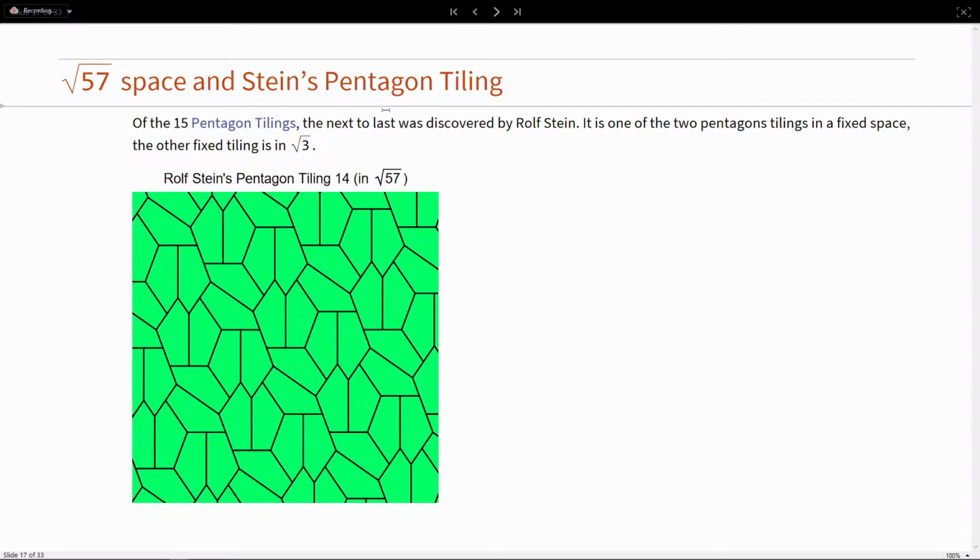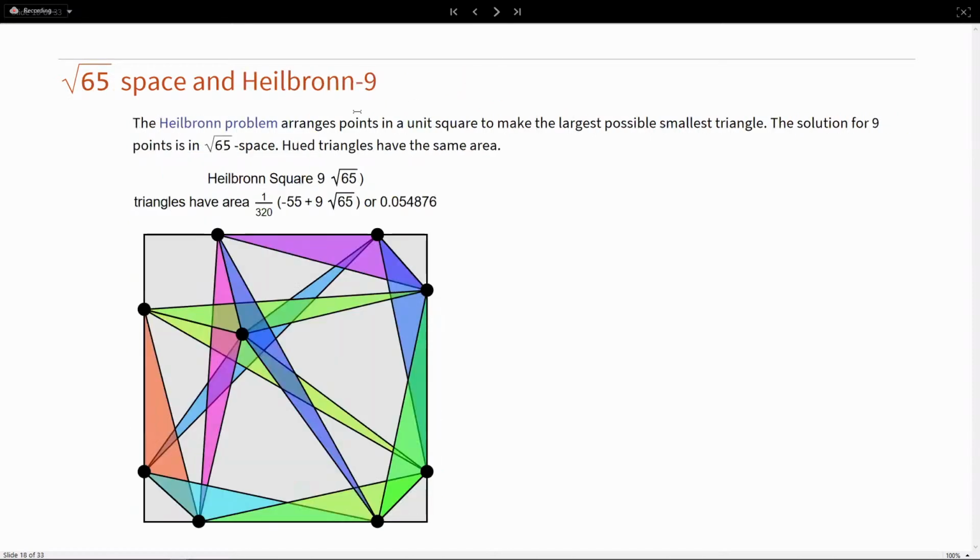For the square root of 57, you get this other pentagon tiling, and basically all the vertices are in the root space of the square root of 57. For 65, there's another Heilbronn solution. Everything here is in the root space of the square root of 65.